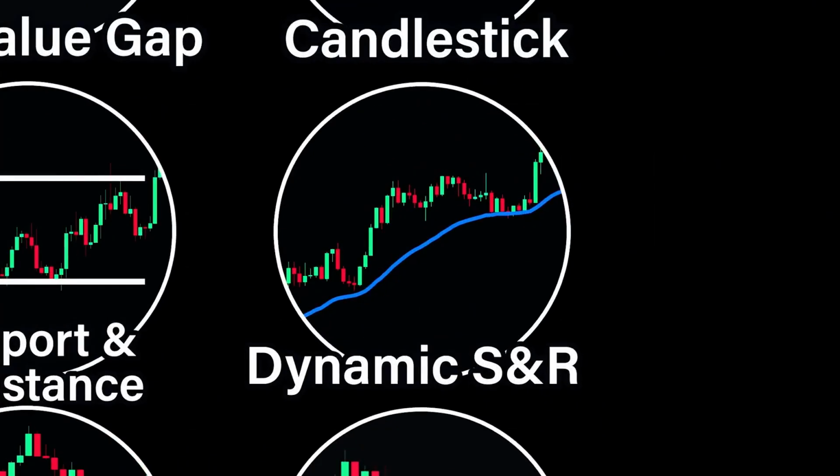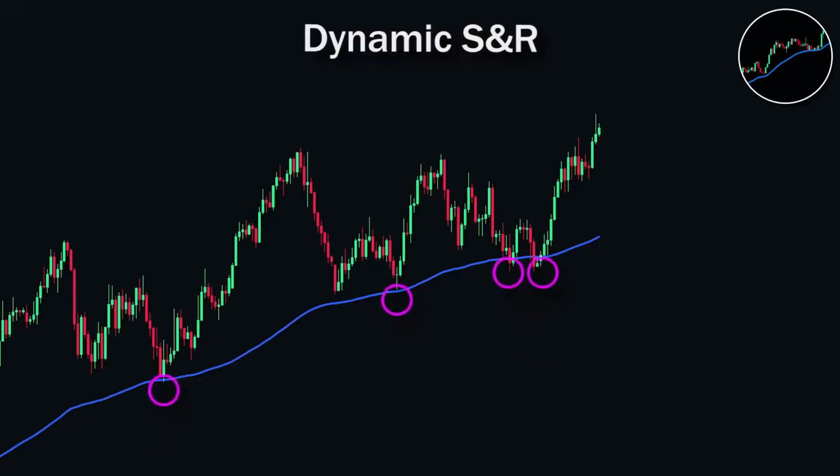Dynamic support and resistance. Similar to support and resistance, dynamic support and resistance also acts as key levels, but instead of using static horizontal lines, it uses indicators like the moving average to act as our key level.